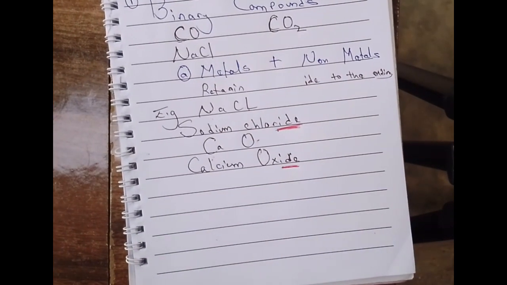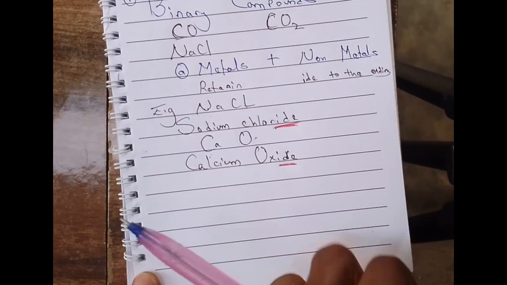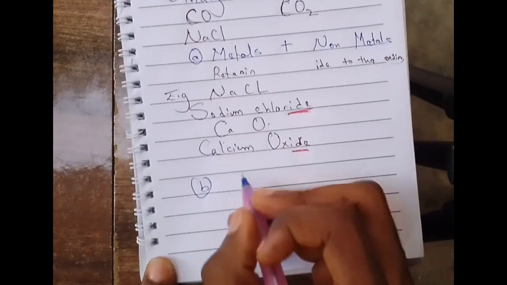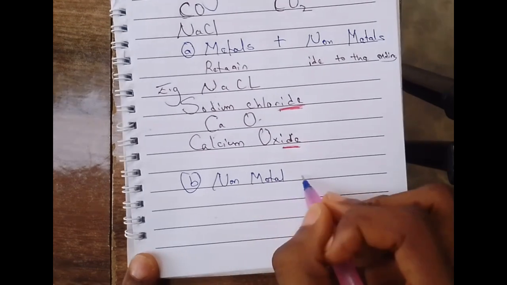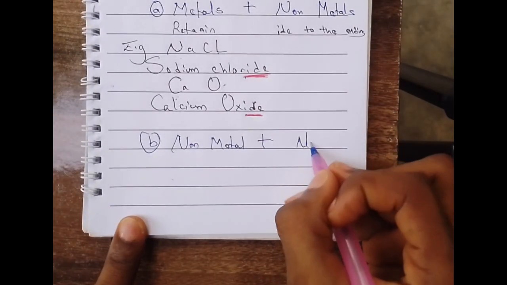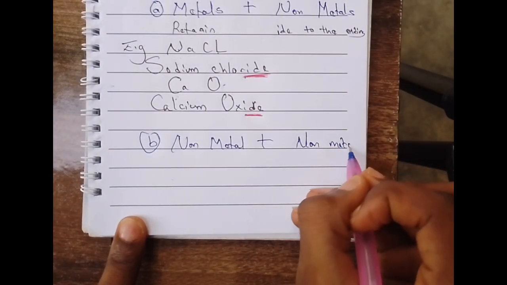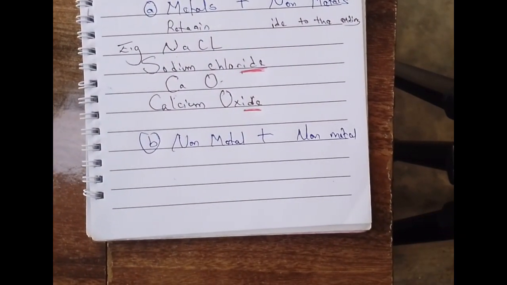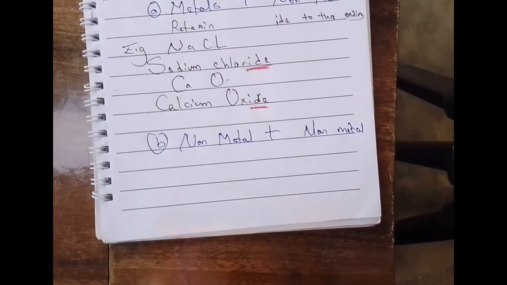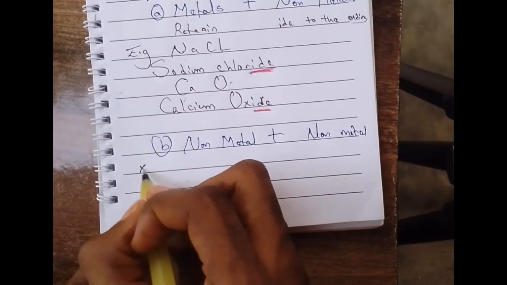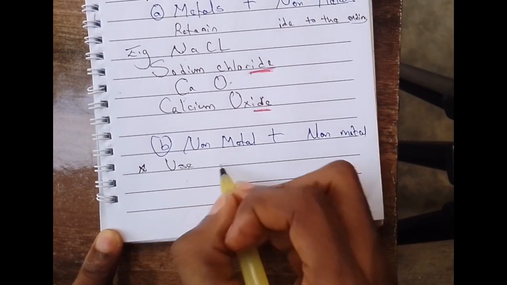Now let's check the second group under binary compounds, which is non-metal plus non-metal. In this case, the rules are a bit different. The number one rule here is that when you're doing this, you must know that you will use what we call Greek prefixes.